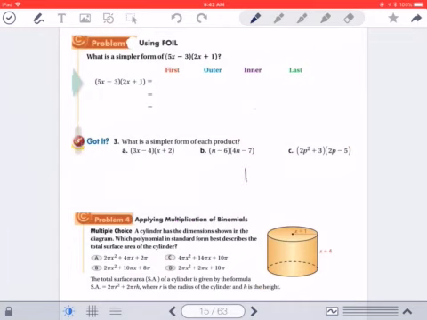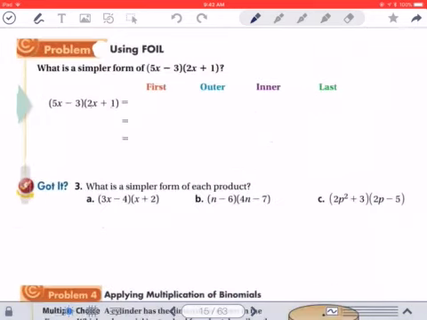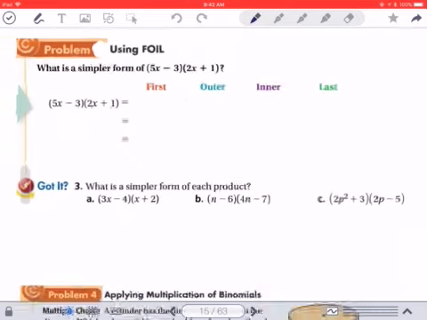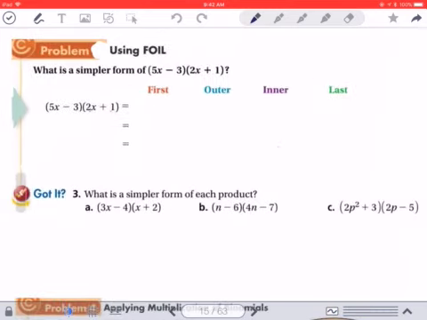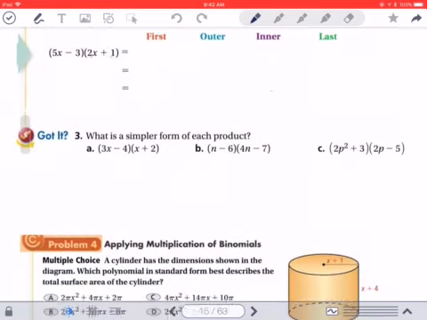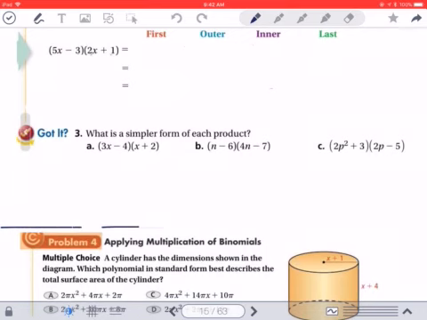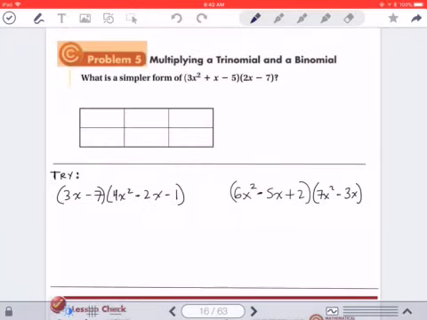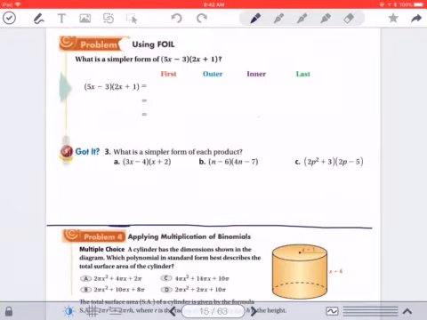So you might have heard about FOIL. FOIL is exactly the same thing as the box method. I'm going to show you how to do that once, just so you can recognize that it's the same thing. And then I want you guys to try these three right here. That'll be 8-3 day 1. Everything after that, we'll make day 2.